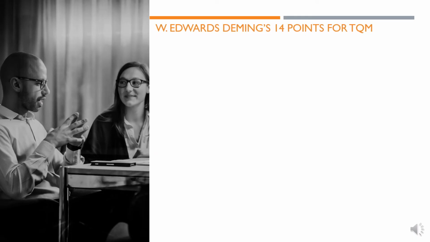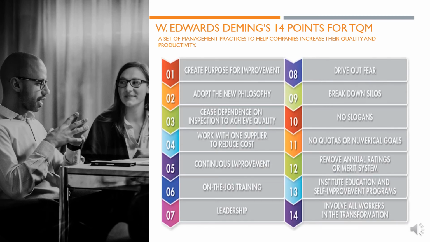W. Edwards Deming's 14 points for TQM is a set of management practices to help companies increase their quality and productivity. And these are the 14 points for TQM by W. Edwards Deming. And these serve as a guide for companies in implementing TQM strategies.